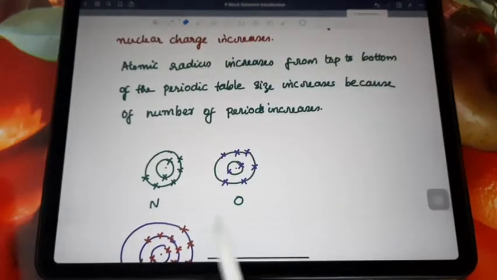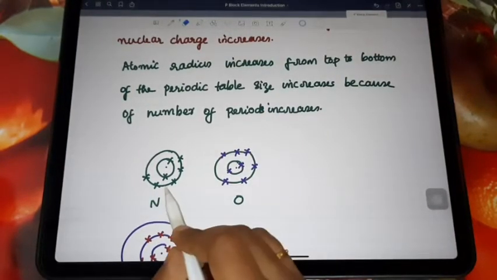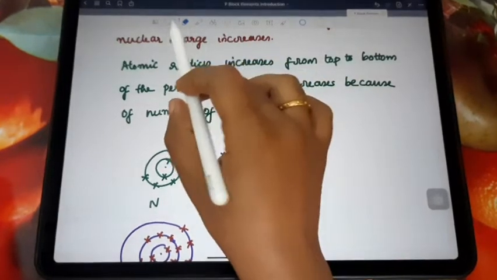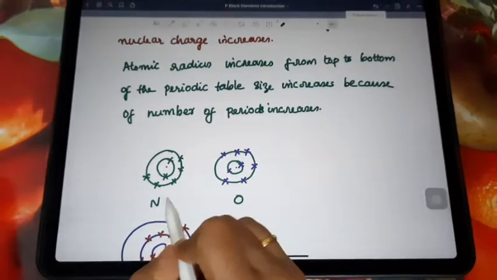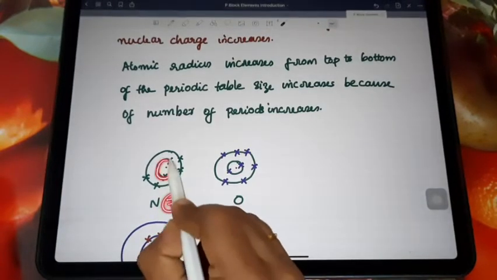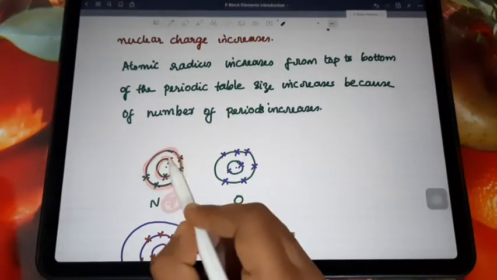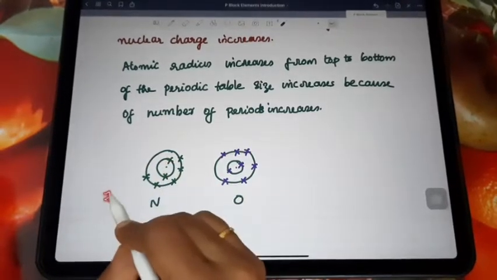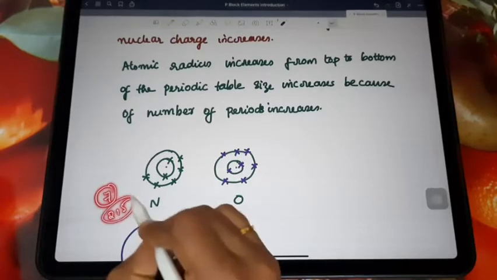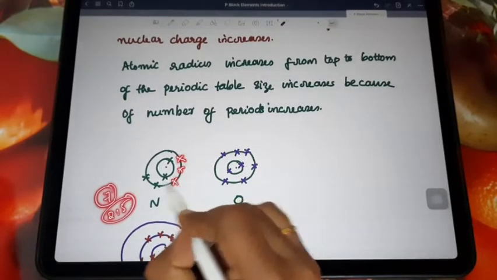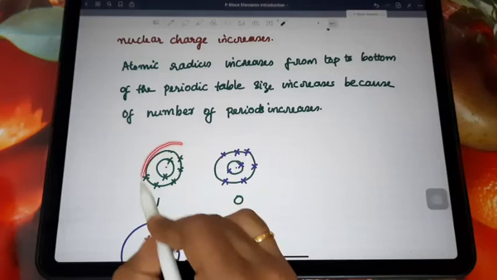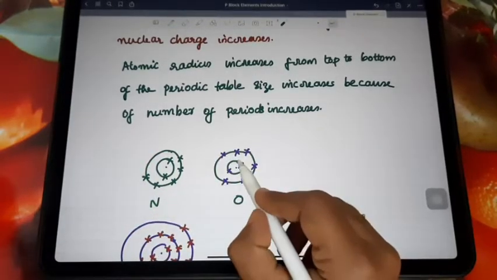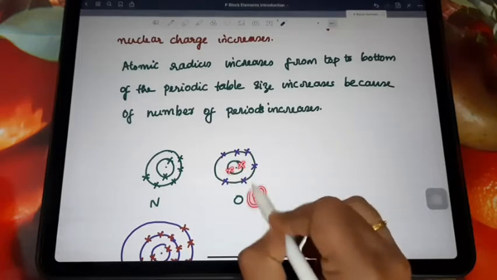The reason: nitrogen and oxygen. Nitrogen is a group 15 element and oxygen is in the next group. I have drawn nitrogen; 7 is the atomic number. The first shell is the K shell, and this is the second shell, the L shell. In the first shell, 2 is the maximum accommodation; 7 is the atomic number, so 2, 5 is the electronic configuration. So 1, 2, 3, 4, 5. This is the Bohr model of nitrogen. And for oxygen, 8 is the atomic number, so 2, 6.